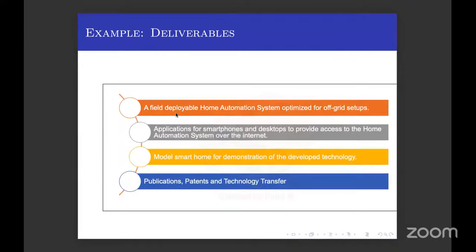I have written something: a field deployable home automation system optimized for off-grid setups. So what I am going to do is make a field deployable system. This is a visible thing which I am able to see at the end of this project. I'll be making applications for smartphones and desktops to provide access to the home automation system over the internet. This is also visible at the end of the project. It will be a model smart home for demonstration of the developed technology. Finally, publications, patents, and technologies. So there are four deliverables in bullet points. You should understand how to write deliverables. It should be very clear, and by reading the deliverables, people will say that based on the objectives, at the end of the project these people will be doing these things.